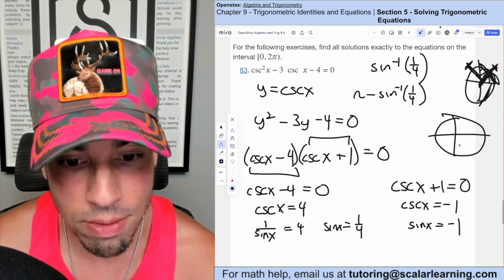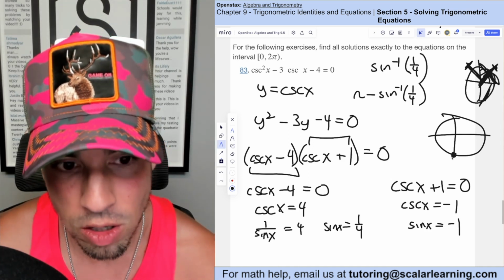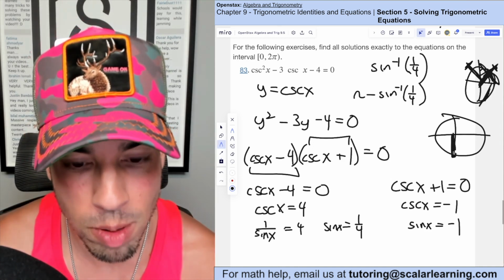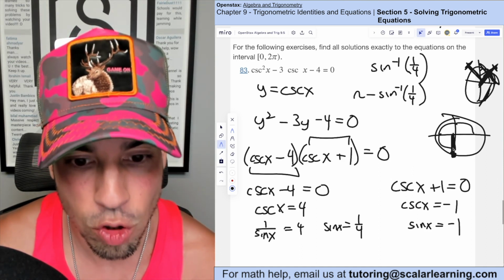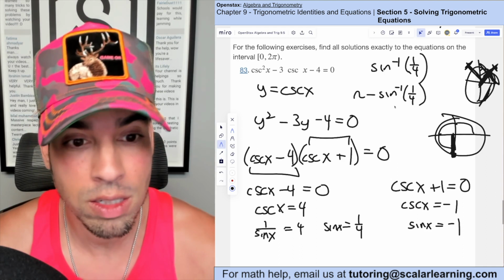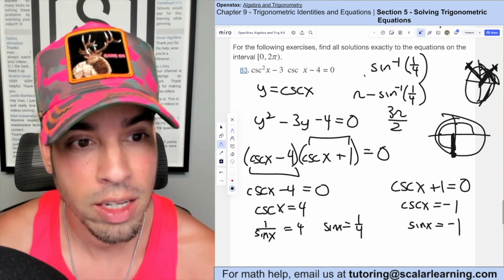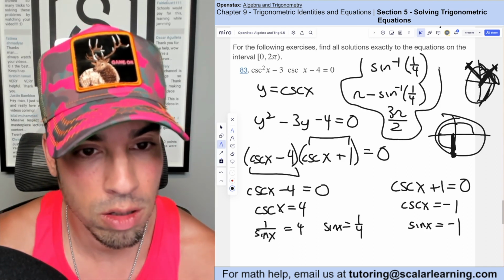AKA when is the y value -1? At this point right here. And what is that angle measure if you remember on the unit circle? This is 90, 180, and 270 degrees. But in radians, that's 3 pi over 2. Hence, we have our 3 solutions.